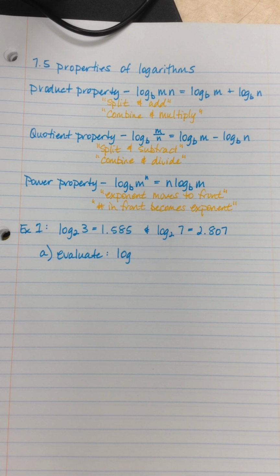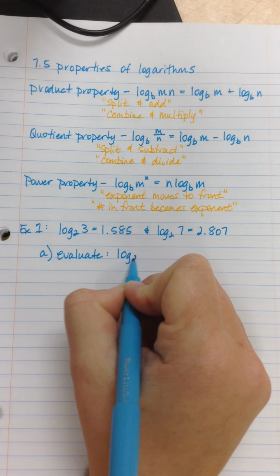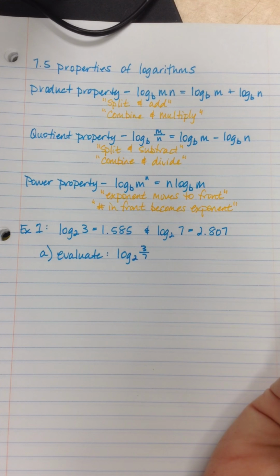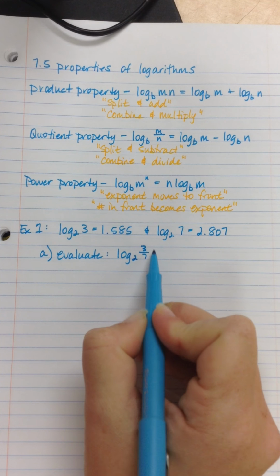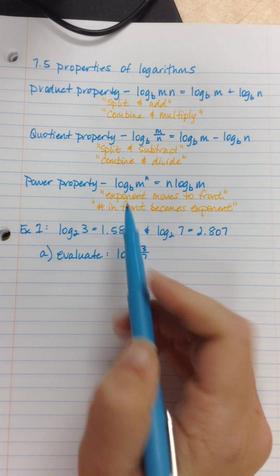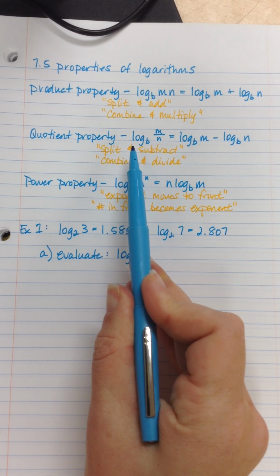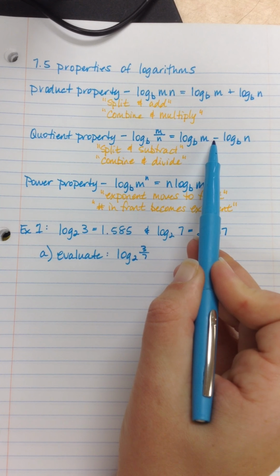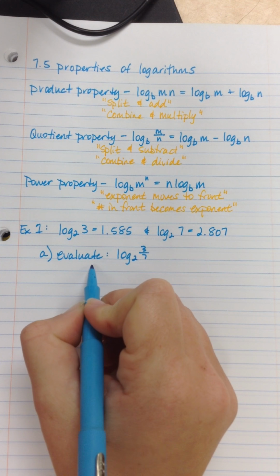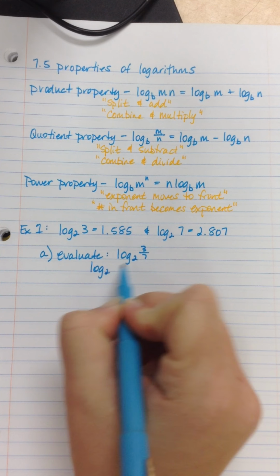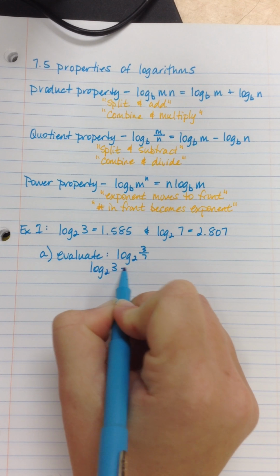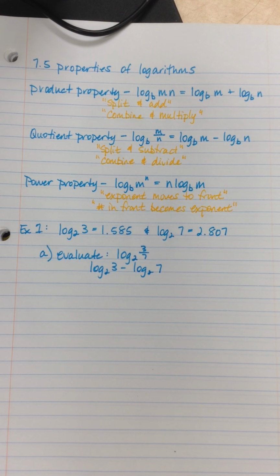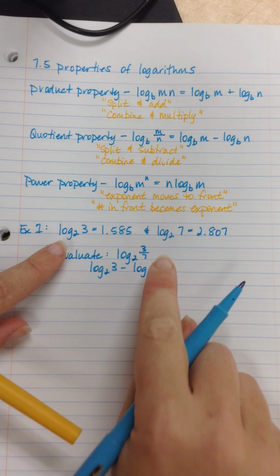Sorry about that. So we're going to evaluate the log base 2 of 3/7. Now the first thing you should notice is that we have two things here that are being divided. So we're looking at the quotient property. Whenever we see two things that are being divided, we split and subtract. So we're going to split them. The log base 2, remember it's always the top minus log base 2 of the bottom, which is 7.